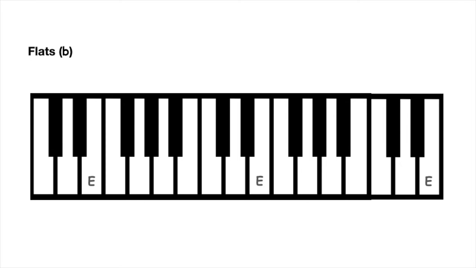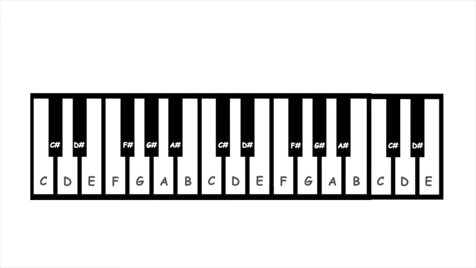E stepping down, you will get E flat. G to the left a half step or semitone, you'll get G flat. A stepping down to the left a half step or semitone, you'll get A flat. And B stepping down to the left a half step or semitone, you will get B flat. This means that the black keys on the piano keyboard have two possible names, one with a sharp and one with a flat.